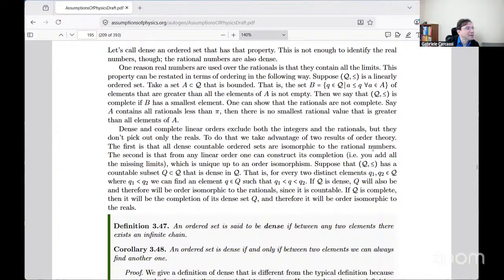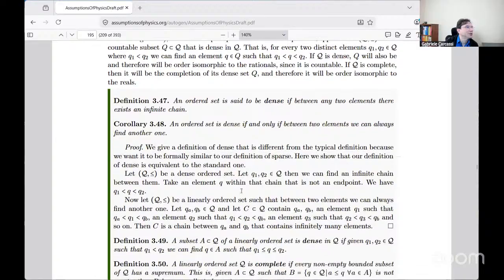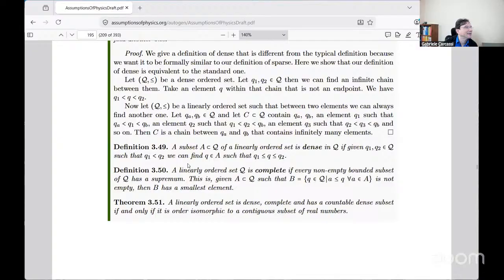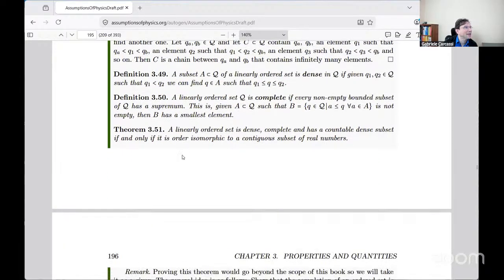So that's basically the idea. We can go through the definition. An order is said to be dense if between any two elements there exists an infinite chain. So now, before we always had a finite chain between every two, when we said it was sparse; now we always have an infinite chain. An ordered set is dense if and only if between two elements we can always find another one. It's easier to see it also like that.